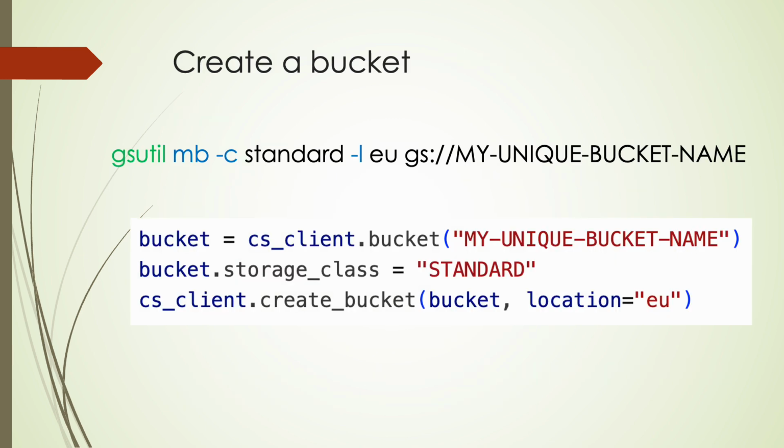Now let's create a bucket with gsutil and the Python client, respectively. We can use this gsutil command to create a bucket in the console. MB here stands for make buckets. Don't forget the gs:// prefix for a bucket to make it work properly. We also specified the storage class and location, which are optional. If omitted, the default settings would be used. The corresponding Python code is shown below the gsutil command, which is very straightforward.